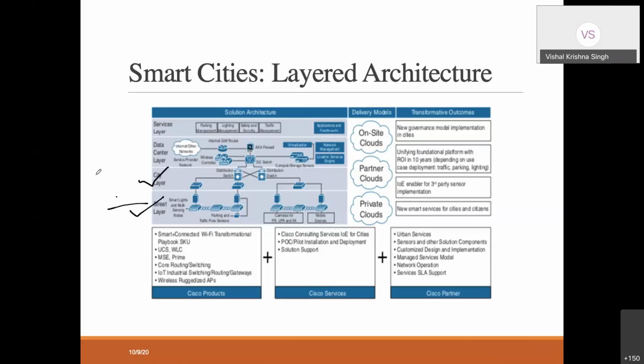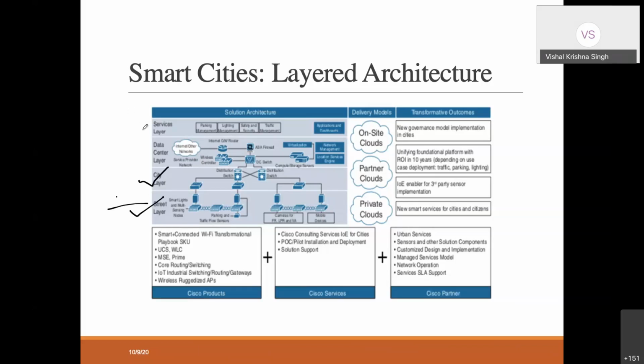Finally, the third layer which we have is the data center layer. It receives all the data collected from the nodes at these levels, and it processes the data for data correlation and everything. Based on this processing, some inferences are derived, and finally the services layer is there, which identifies the services that can be provided.